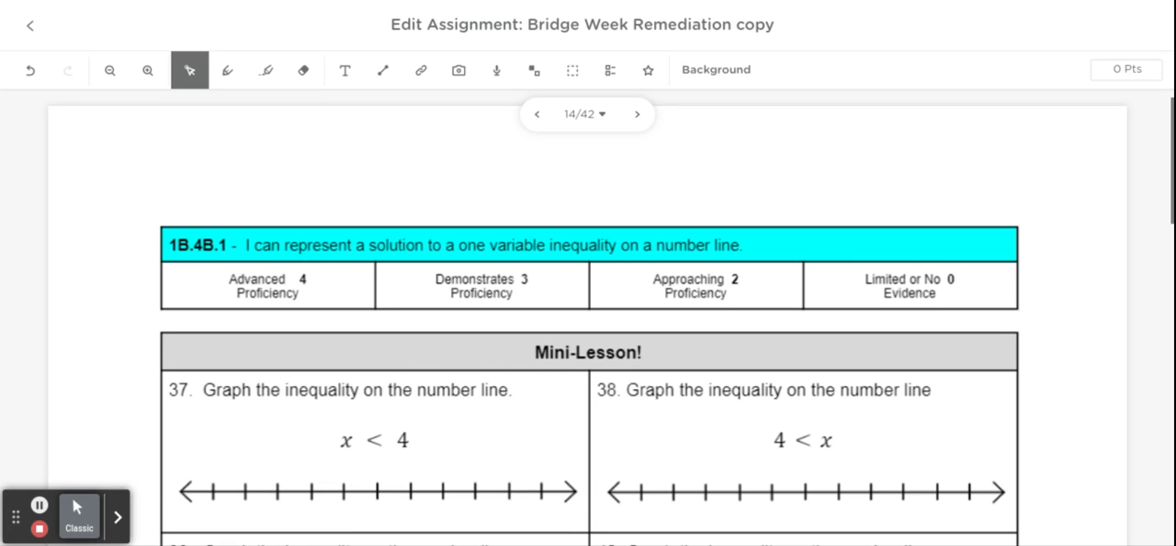Hi everybody, so in today's video we're going to be reviewing how to graph a solution to an inequality on a number line. Now, I want to start by reviewing with you some of the special symbols that we learned.